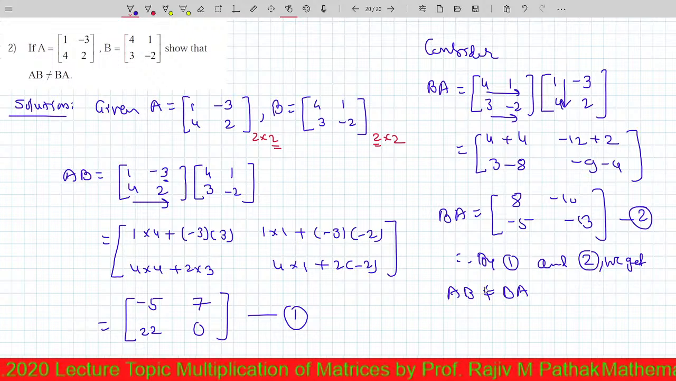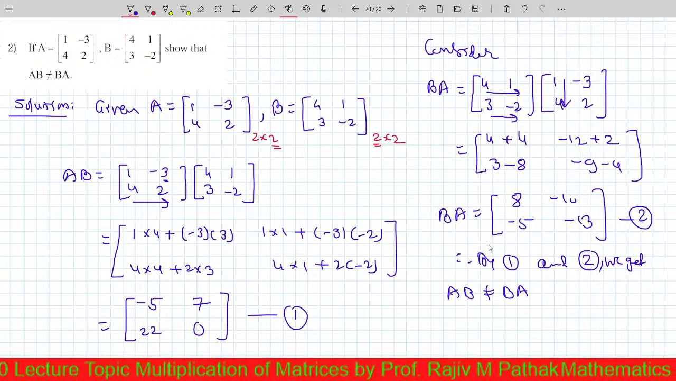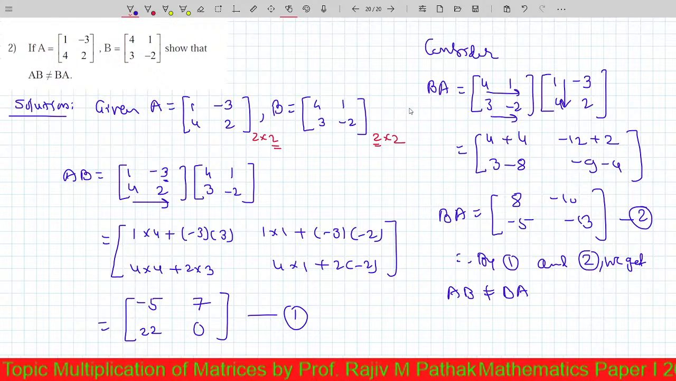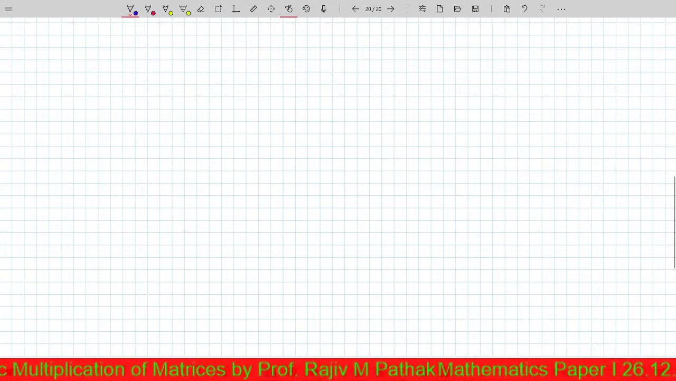So AB is not equal to BA. So this completes the first problem. Any doubt here, students? Any doubts? No, sir. Okay, so let's move to the second problem.